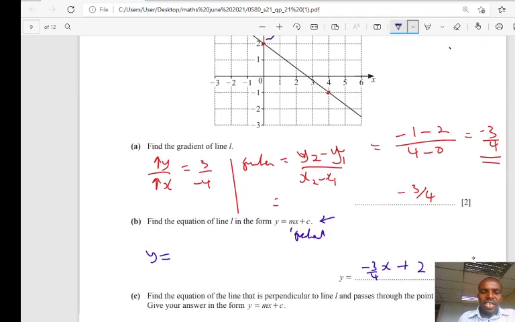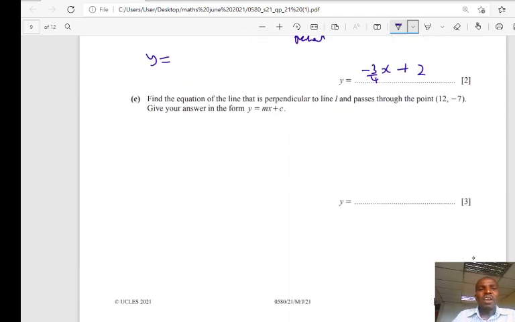Done. Next, find the equation of the line that is perpendicular to L and passes through the point (12, minus 7). Give your answer in the form y equals mx plus c. Perpendicular lines are like this. They meet each other at 90 degrees. Those are perpendicular lines. What do you understand about perpendicular lines? It is their gradients. The product of their gradients is equal to minus 1.